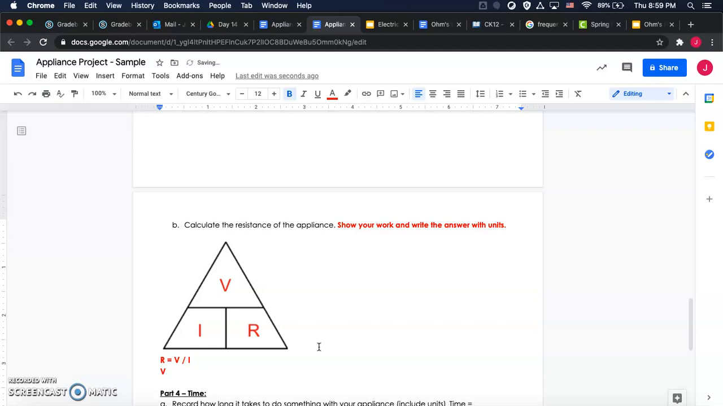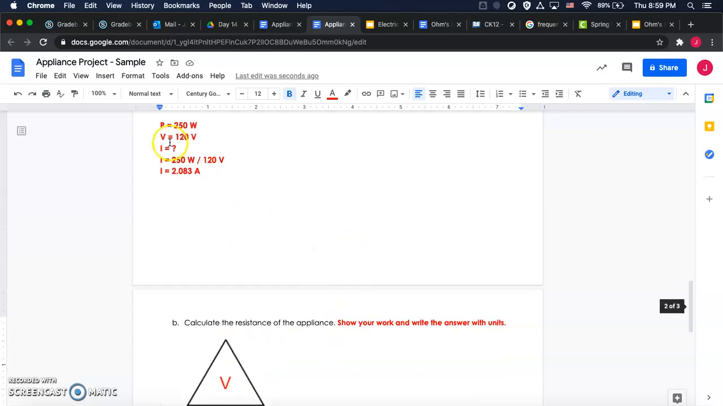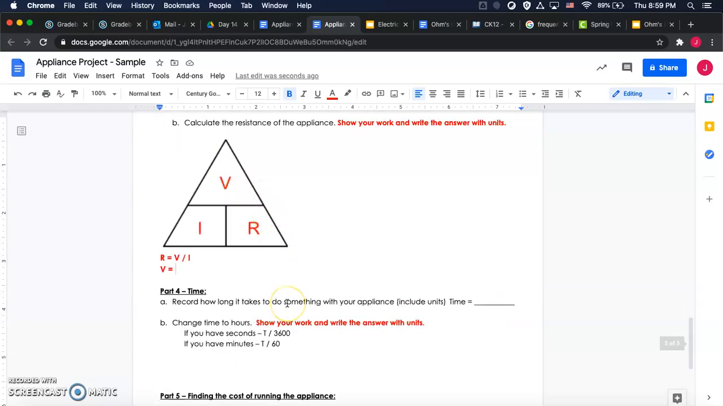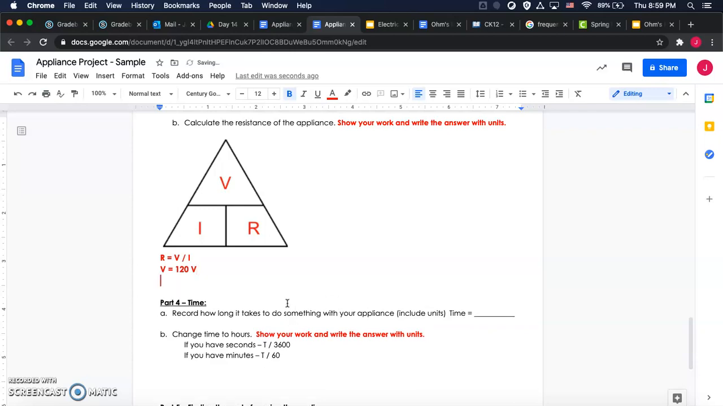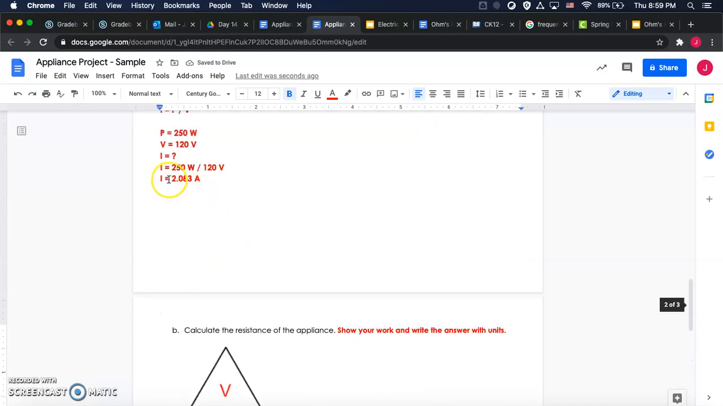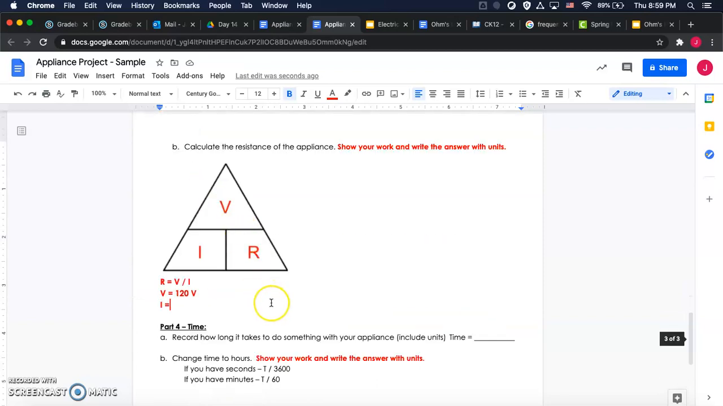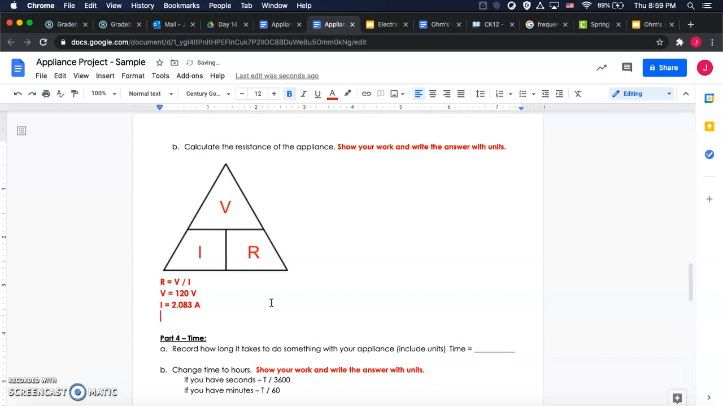The voltage equals, for my appliance, 120 volts. And I imagine a lot of your appliances will also be 120 volts, but make sure you just use whatever is written on the back of your appliance. The current, we just solved for that. I is 2.083 amps. So I'm going to write that in, 2.083 amps. And then the resistance is what we're solving for, so I'm going to give that a question mark.